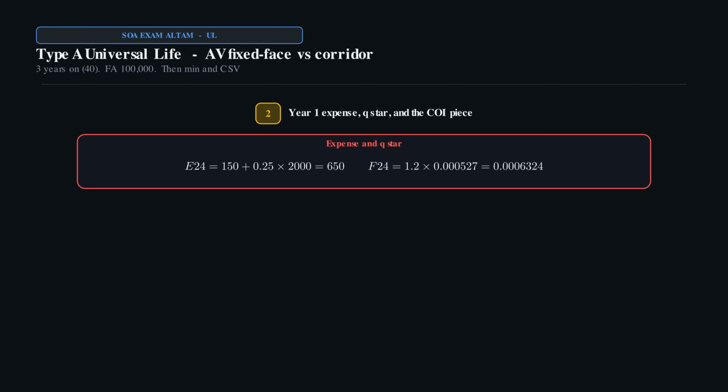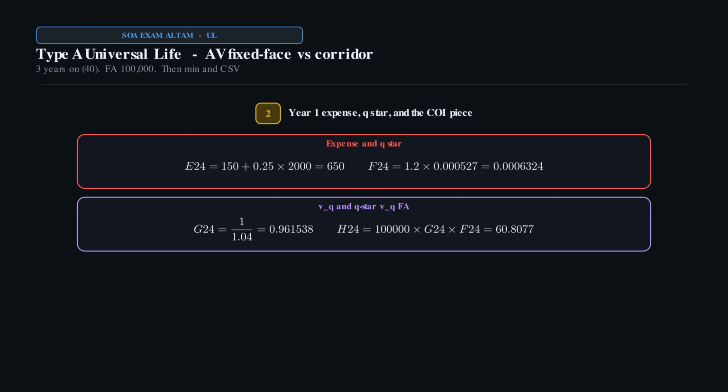Q star is 1.2 times 0.000527, which is 0.006324. VQ is 1 over 1.04, 0.9615. Times face times Q star is the 60.81 cost of insurance piece that sits in H24.